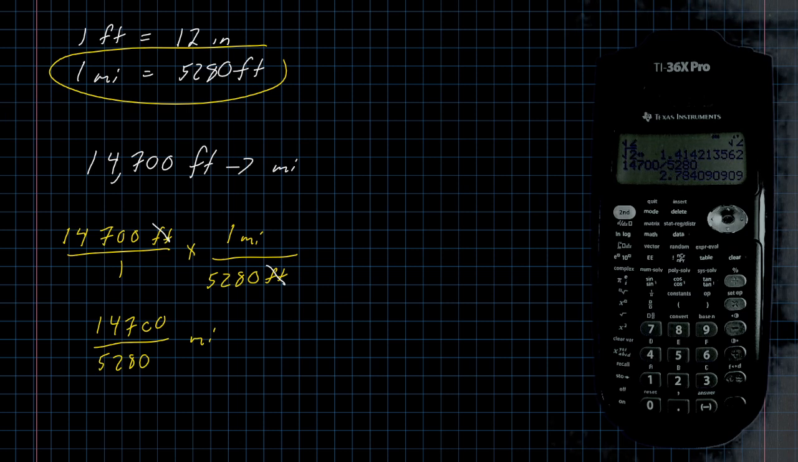But now we still have the question of how do I round this calculated value? Again, because the unit conversions are exact values, the only thing I'm going to do is look at the number I started with. The measurement, 14,700 feet, had 3 significant figures. So when I go to my calculator, 2.78409, etc., I want 3 significant figures. 2.78.